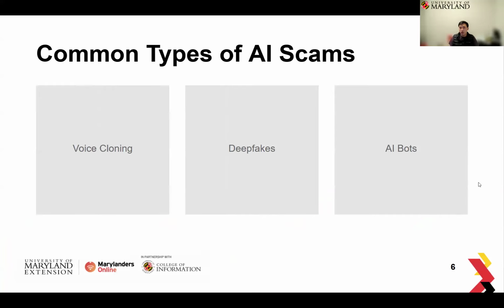So in this webinar, we're going to be going over 3 different types that AI is being used to scam people. Those include voice cloning, deep fakes, and AI bots. I'll be giving general advice on how to spot these scams, as well as what you should do in the event that you believe you're being scammed.